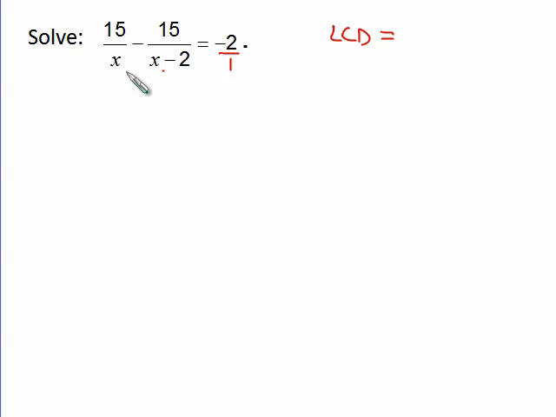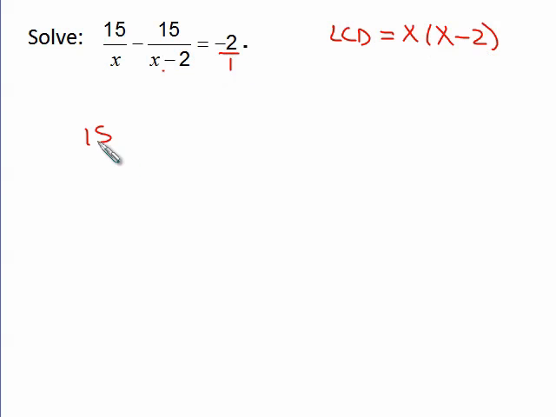This side's over 1. So x and x minus 2 are relatively prime because they're both prime and they don't have any factors in common. So my least common denominator would be x times x minus 2. So what I'm going to need to do then is multiply all three terms by x and x minus 2.